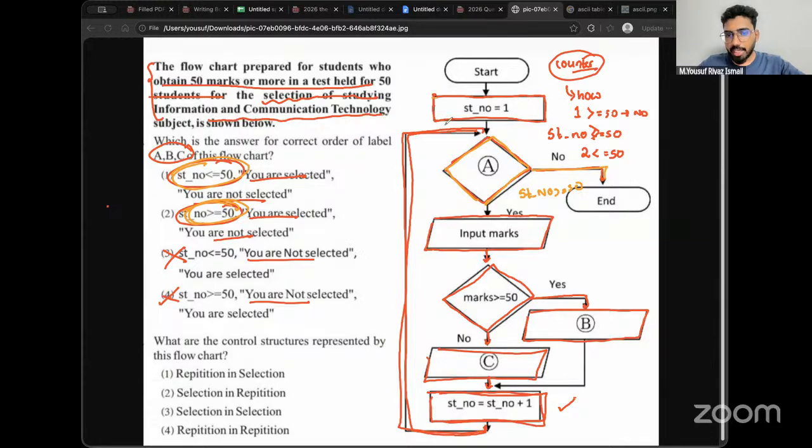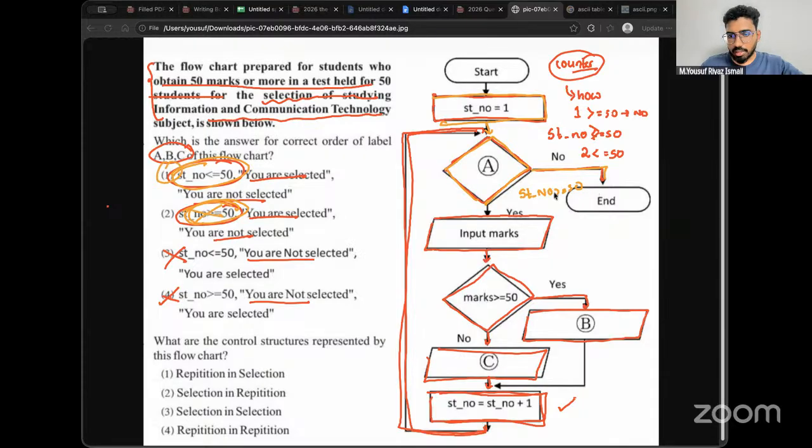No. Because why? Initially ST number is 1. Now if I come to this condition, and the condition is asking is 1 greater than or equal to 50, the answer is no. So not even a single person's marks are being checked. Therefore, the correct answer is the first one.